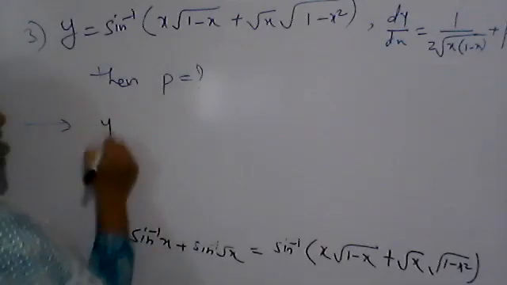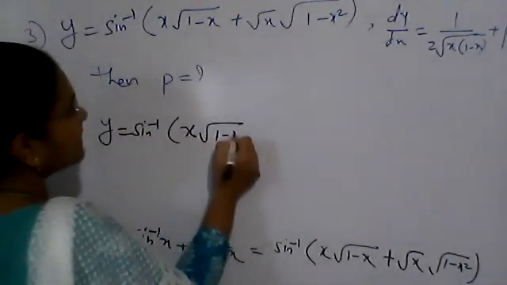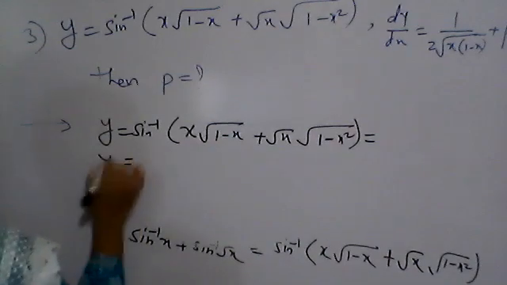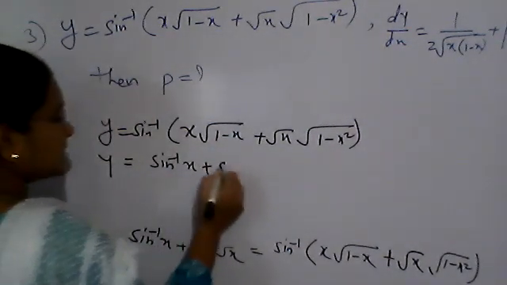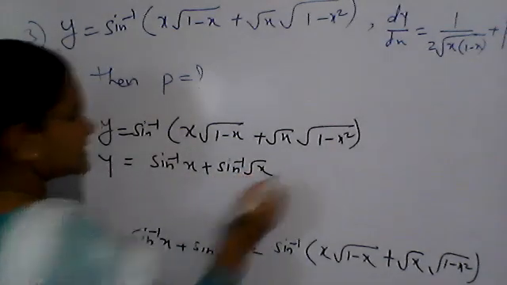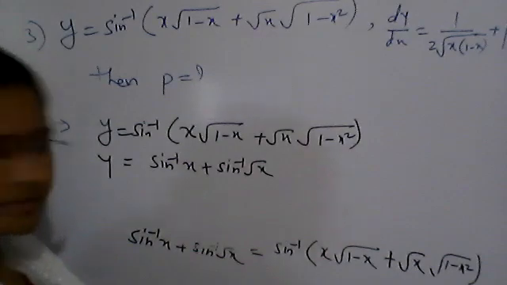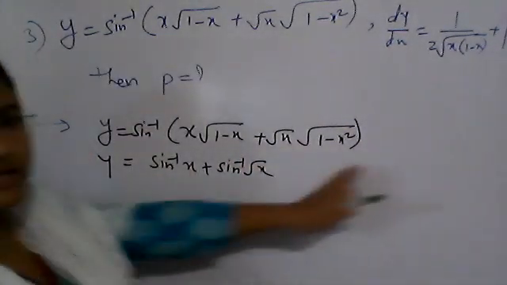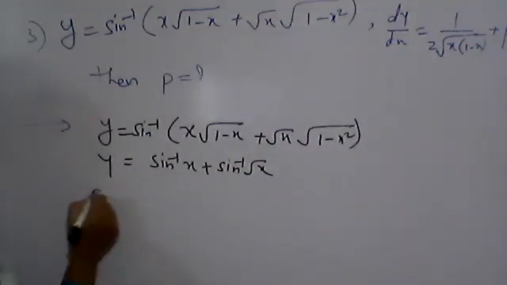So this y equals sine inverse of x root 1 minus x plus root x root 1 minus x square, this we can write equals sine inverse of x plus sine inverse of root x. Any doubt in this now? So here you can give the reason by using the sine inverse of x plus sine inverse of y form. Okay. So here, what is dy by dx?